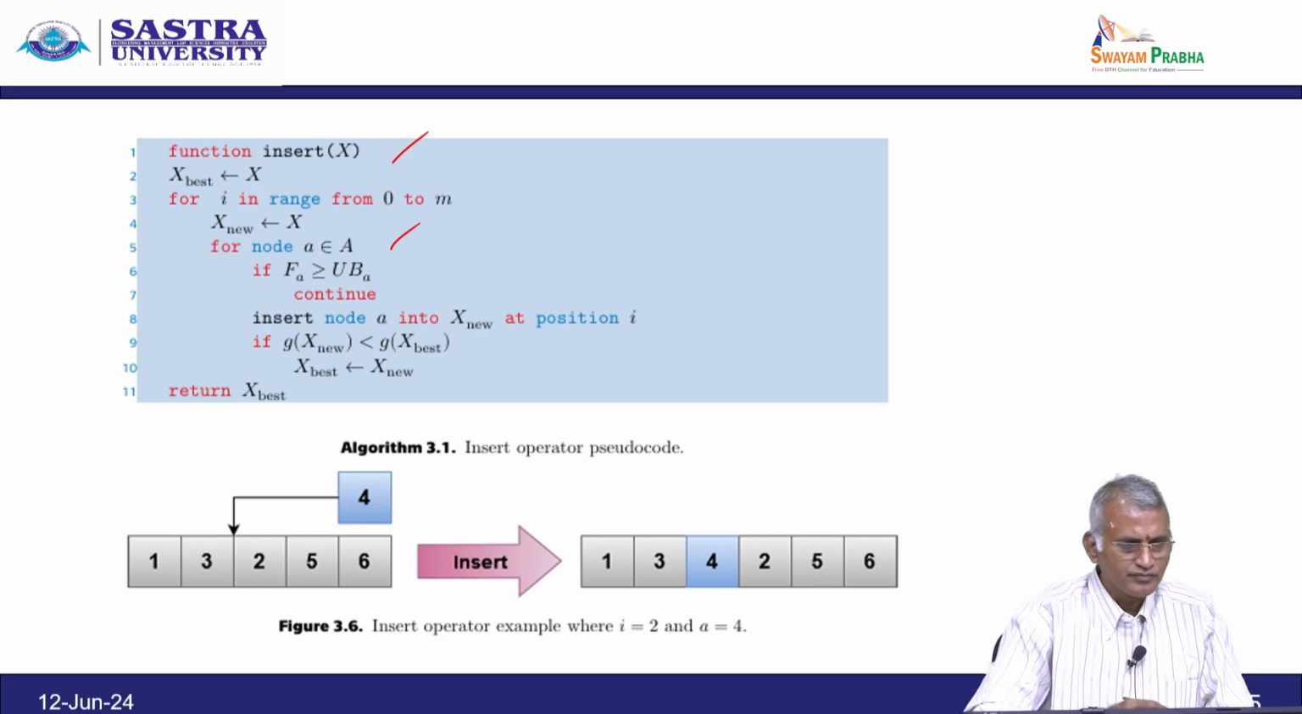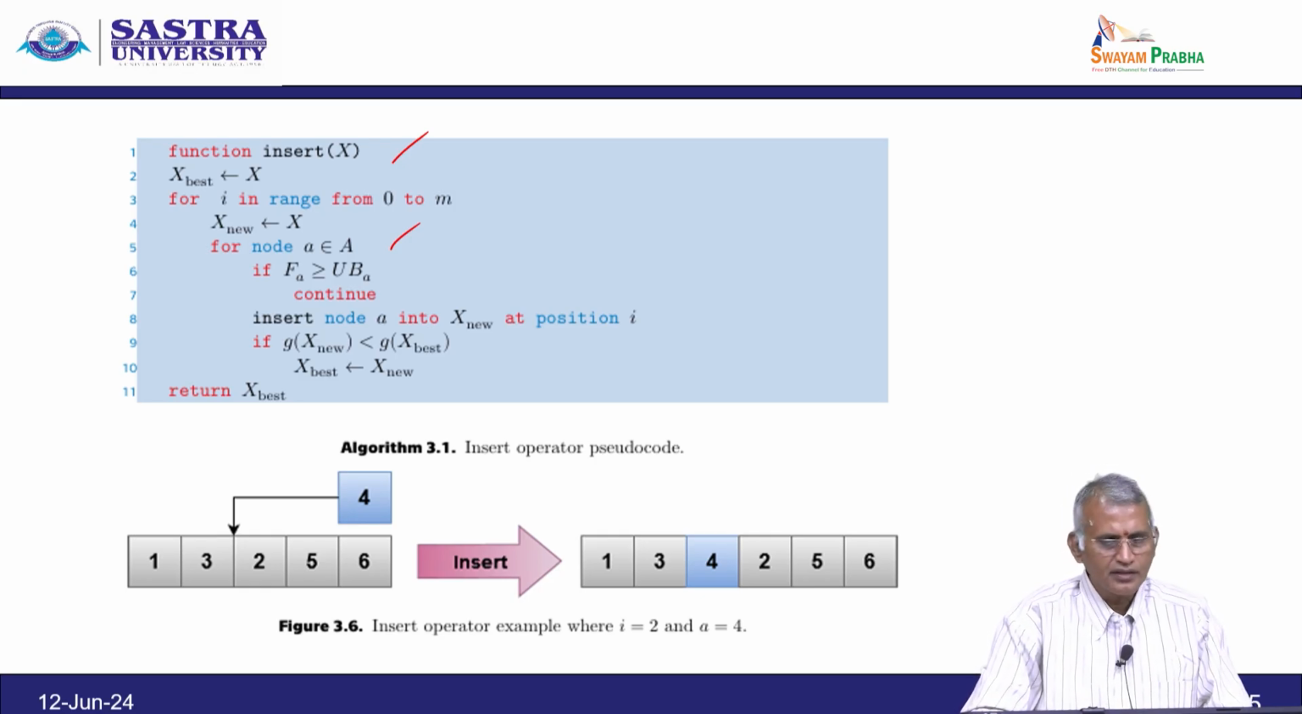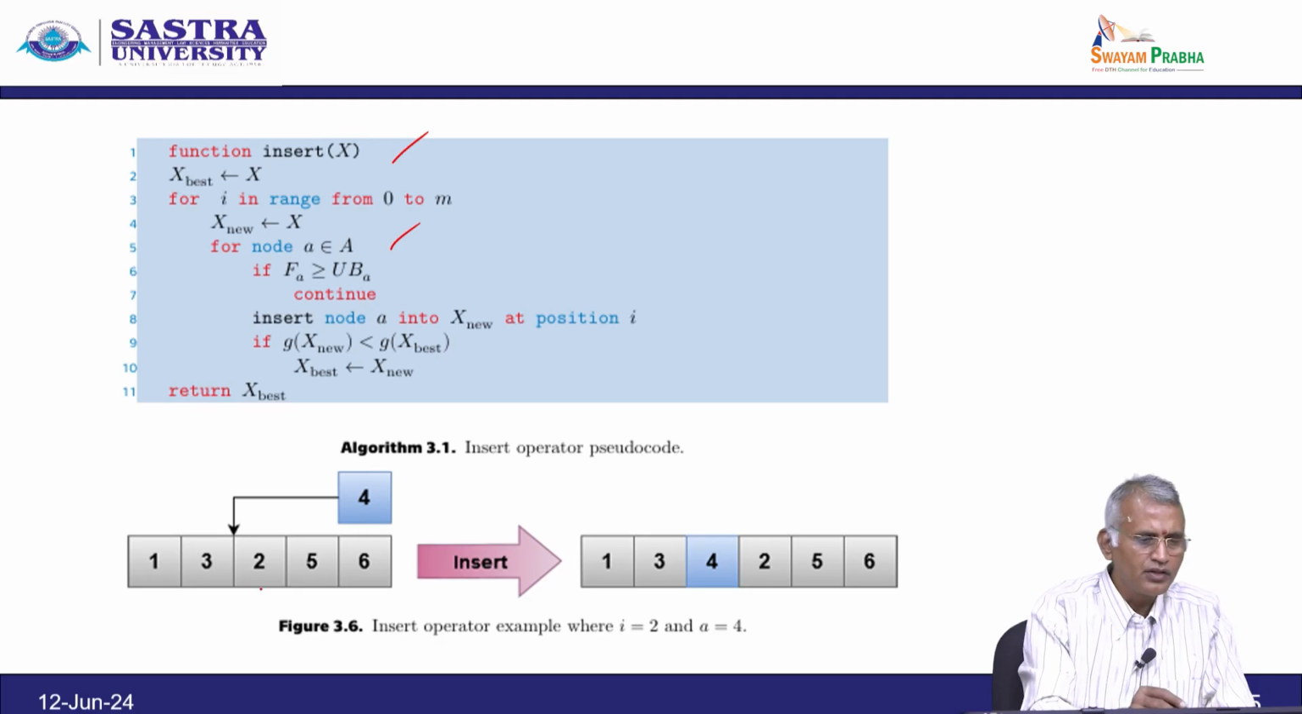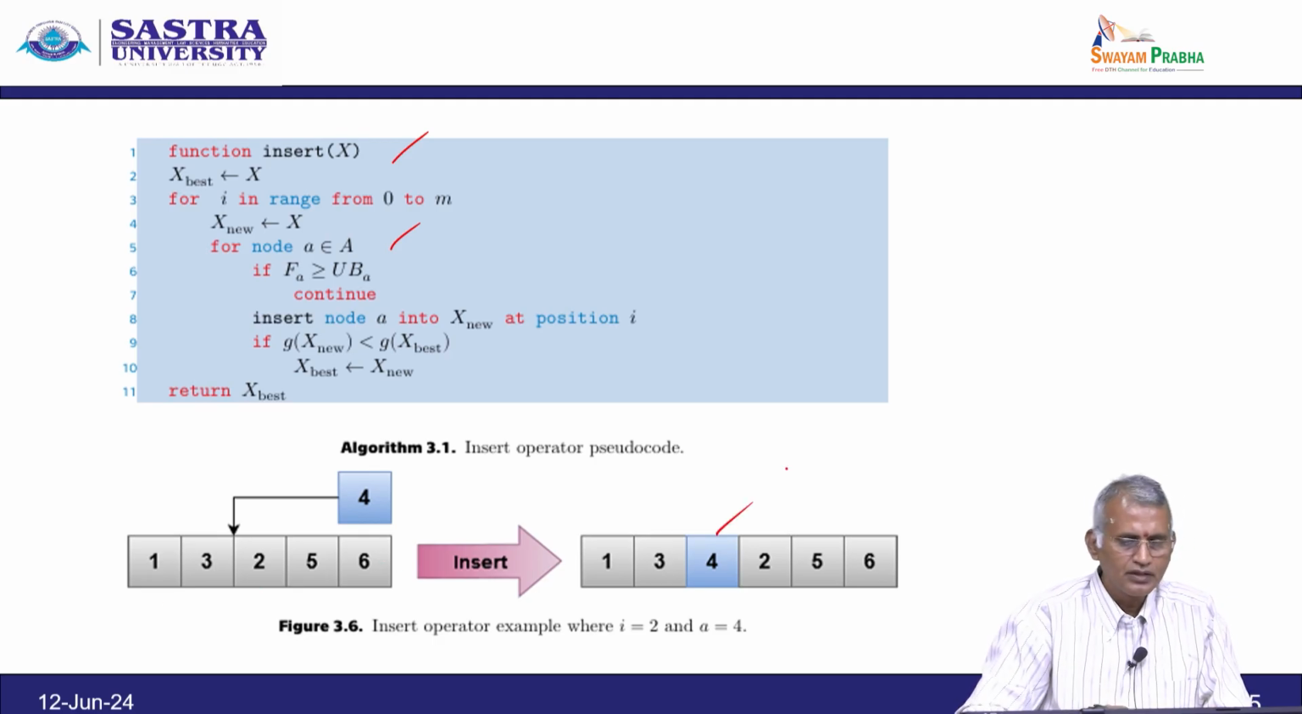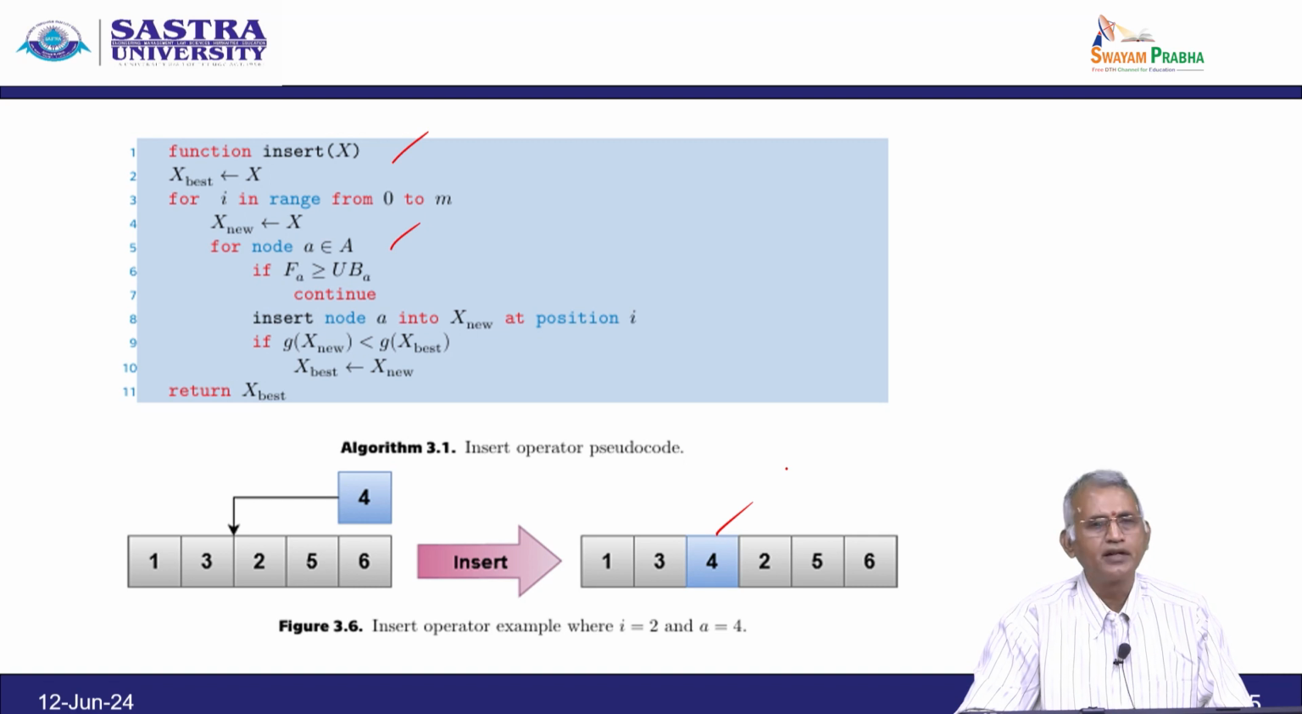This way, we insert into 1, 3, 2, 5, 6 the node 4. So, we have the insert operator where i equals 2 and a equals 4.